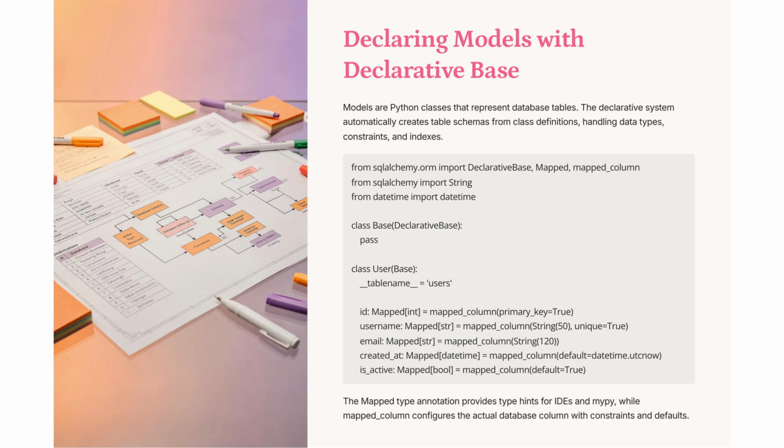Models in SQLAlchemy are Python classes representing database tables. Using declarative base, table schemas are auto-generated from class definitions. The Mapped type annotation offers type hints, while mapped_column configures columns with constraints and defaults. For instance, the User class defines columns like ID, username, and email, with constraints such as primary keys and unique values.